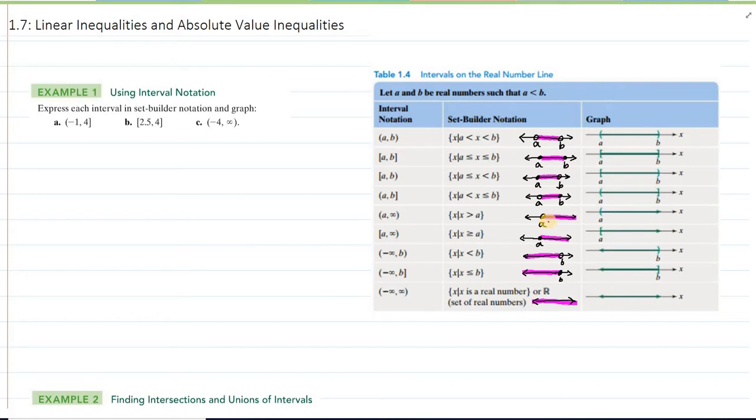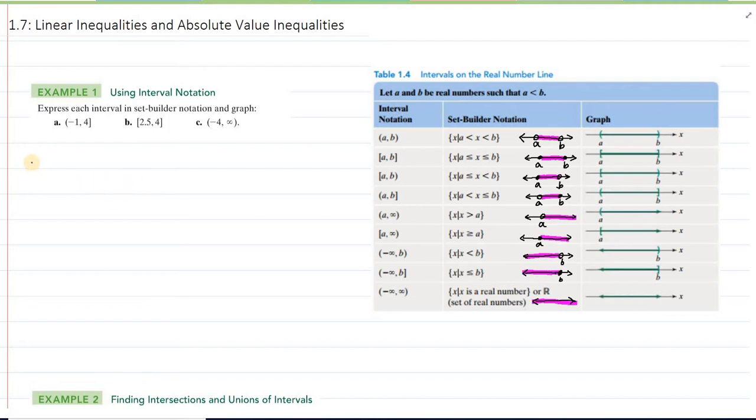So again, you can pause this video to take a look, and I highly recommend you write this in your notes until you're used to it. Okay, let's start with example 1 using interval notation.